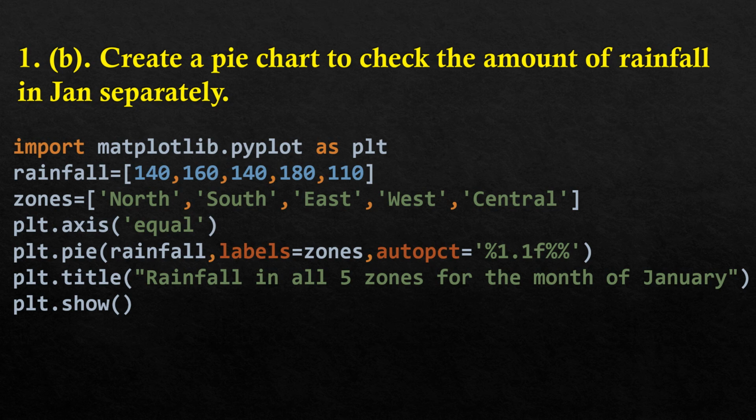And I have drawn the pie chart by using the method plt.pie, where rainfalls are shown and the labels are zones. The zones are a list, which is already mentioned in the program. And I have done the proper formatting for that one so that it will show the percentage. Then plt.title is rainfall in all 5 zones for the month of January. Now the show method is to see the graph.